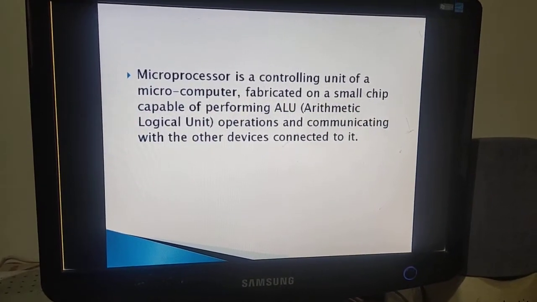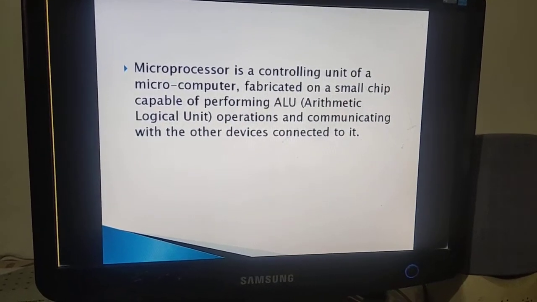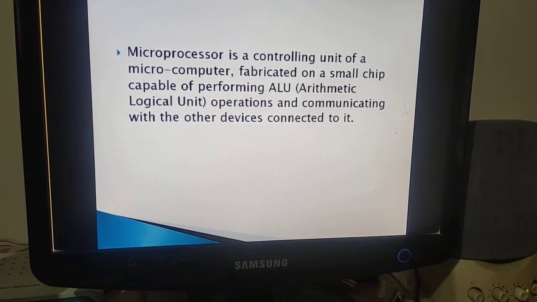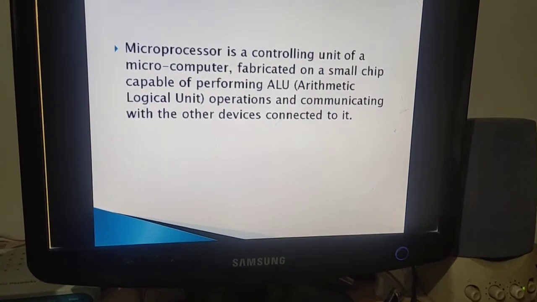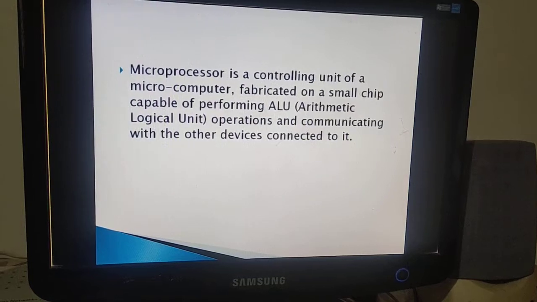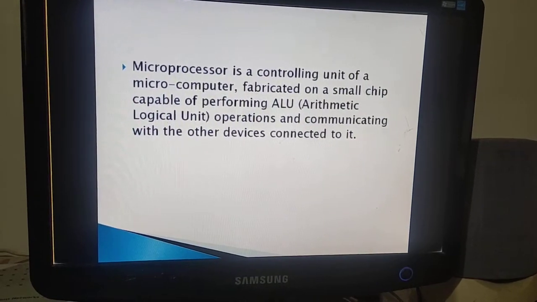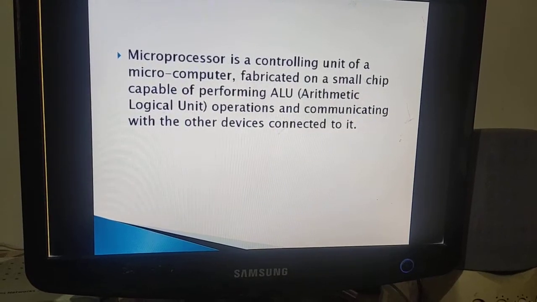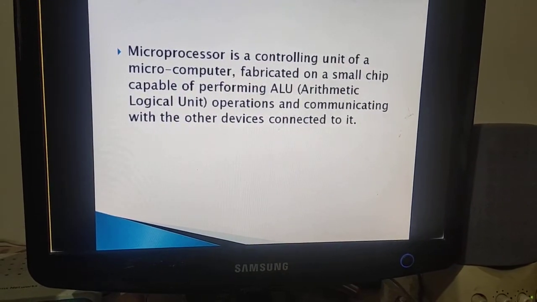Or rather, if you want a more general definition, it is the heart of the entire microcomputer. Basically, it is nothing but a small device which is manufactured and pasted on the entire chip, and it is capable of performing arithmetic and logical operations.